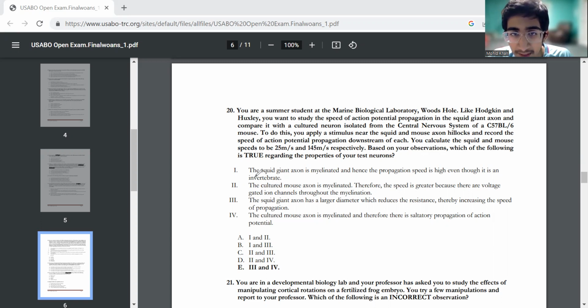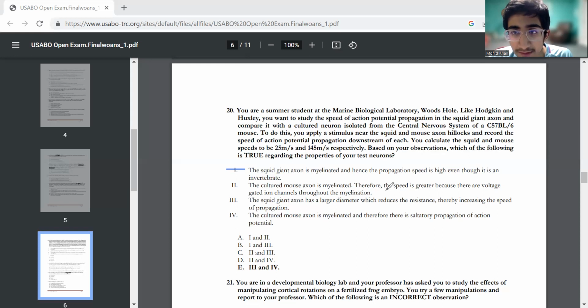The squid giant axon is myelinated, and hence the propagation speed is high, even though it is an invertebrate. Well, that's clearly incorrect. Its speed is quite low. It's 25 meters per second, so one is not correct. The cultured mouse axon is myelinated. That's quite probable because of how fast the action potential is going through the axon. And then, therefore, the speed is greater because there are voltage-gated ion channels throughout the myelination.